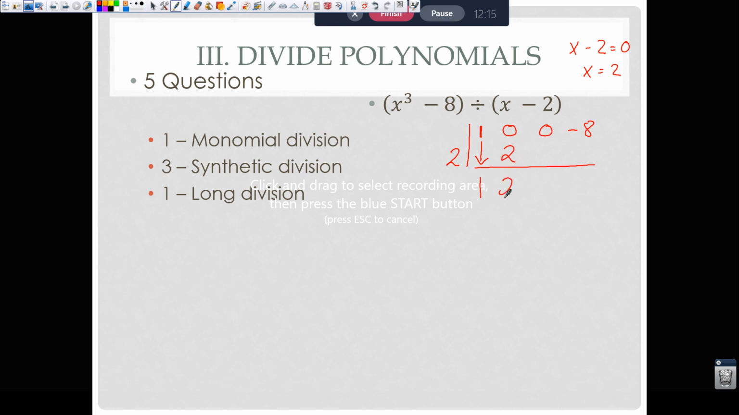0 plus 2 is 2. 2 times 2 is 4. 0 plus 4 is 4. 2 times 4 is 8. Negative 8 plus 8 is 0. Okay. So then you're going to look at your highest degree, which is 3. Your first term is going to be 1 less degree. So this will be 1x squared or x squared. Plus, then we do the next one, 2x plus 4, which is my answer.